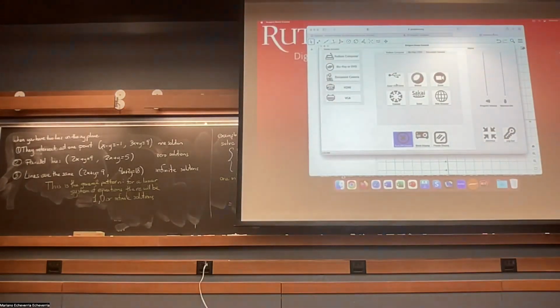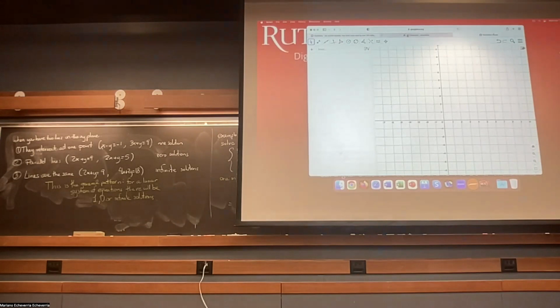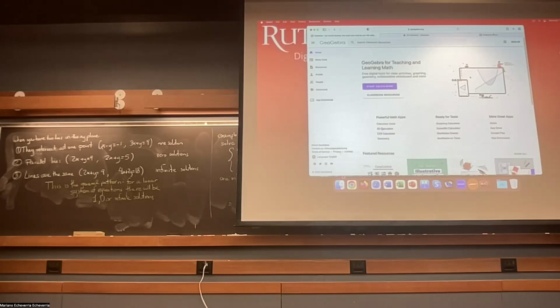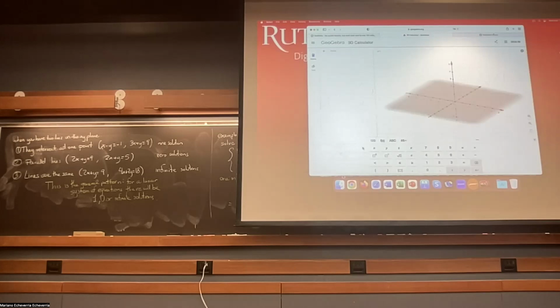There's this GeoGebra thing, which I really like in general. You go to geogebra.org and click on the 3D calculator if you want to play with it on your own, and you get something that looks like this. So let me see if I have the equations here. The first equation was 3x plus 2y minus z equals 1, right? That's your first plane, the blue one.